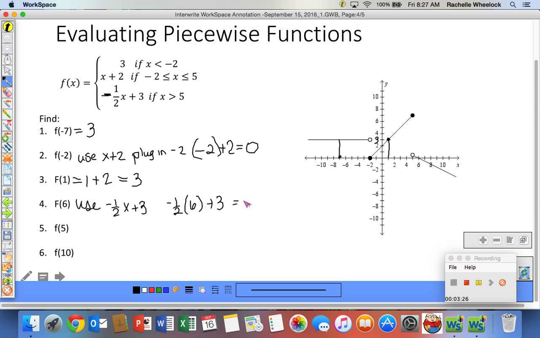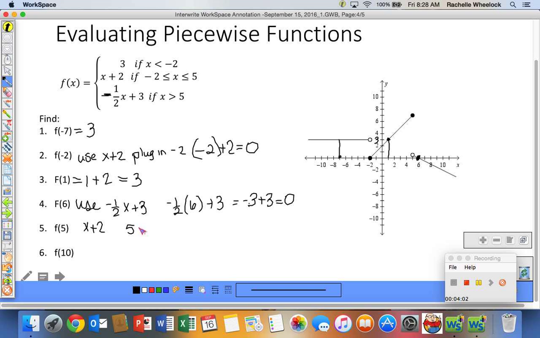What about 5? Does 5 qualify as greater than 5 or less than or equal to 5? 5 is less than or equal to 5. So we're going to plug it into the x plus 2 equation. So 5 plus 2 equals 7. So f of 5 equals 7. Here this should say f of 6 equals 0. F of 1 equals 3. F of -2 equals 0. And f of -7 equals 3.